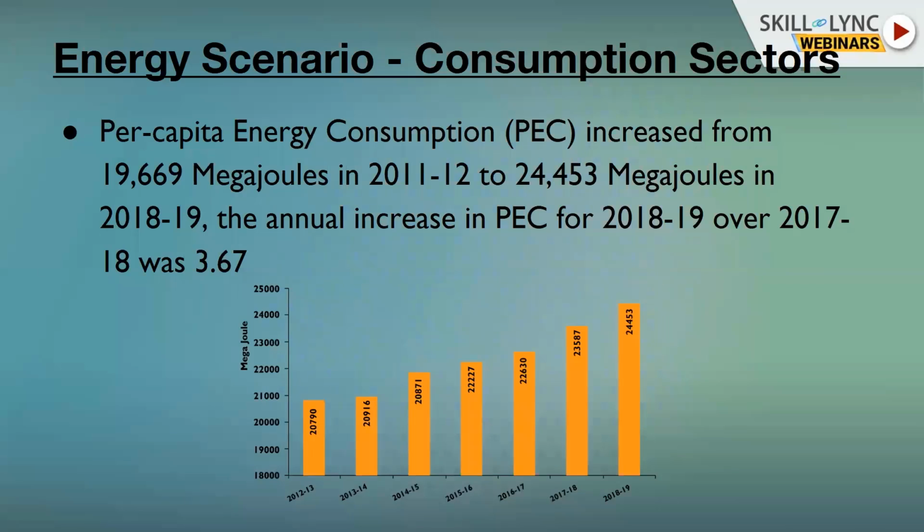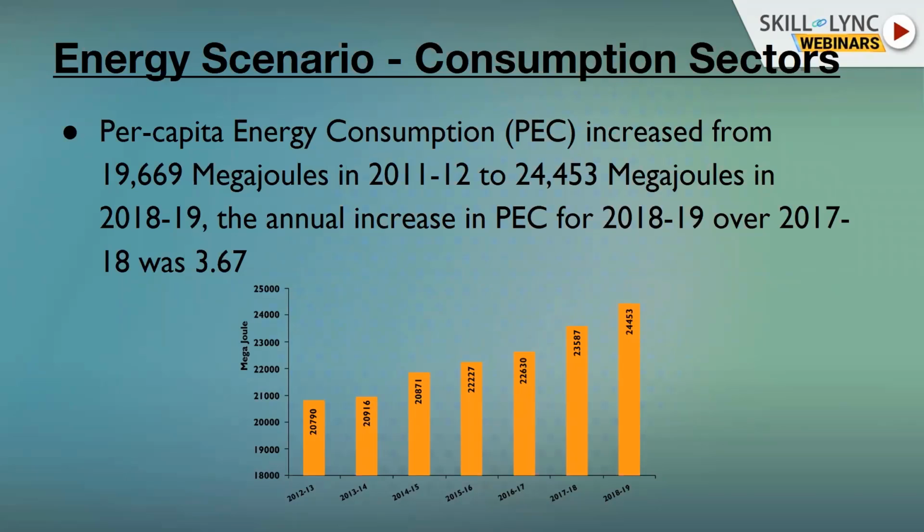And you can see here the per capita energy consumption. The per capita energy consumption is nothing but how we utilize the energy produced in a country for a particular purpose. You can see it has increased from 19,669 megajoules in 2011-12 to 24,453 megajoules in 2018-19. From this itself you can understand that, whether a developing or a developed country, everyone is consuming much more energy compared with previous years.